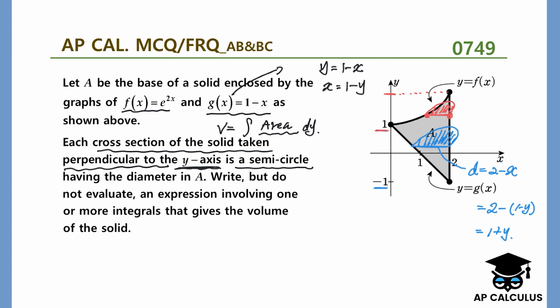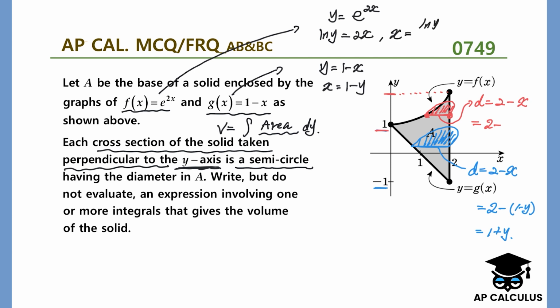Now let's find this diameter right here. This diameter is 2 minus x of this curve. So 2 minus x, and that x is equal to, here the curve is y equals e to the 2x. So natural log y is equal to 2x, then x is natural log y over 2. So that x is natural log y over 2.